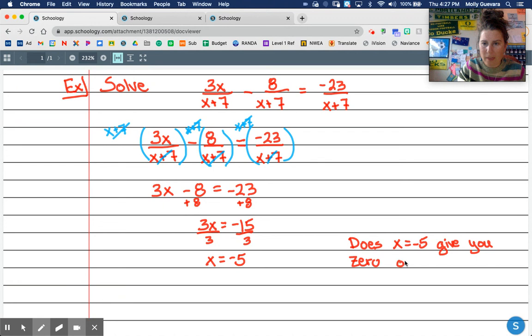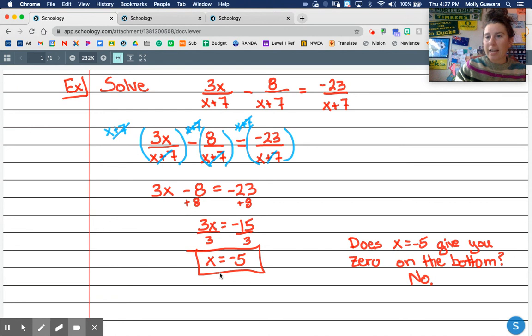0 on the bottom, right? So that's the question then, now that we have what x is equal to. If I plug it in, x plus 7, well, negative 5 plus 7 is 2. So I don't get 0 on the bottom. Okay, so this is my answer. I can say that x equals negative 5 is my answer. If the value does give you 0 on the bottom, then we just say no solution. There's no number that would work.